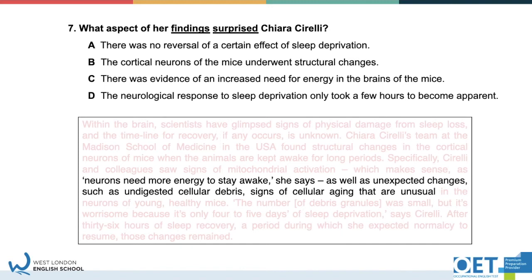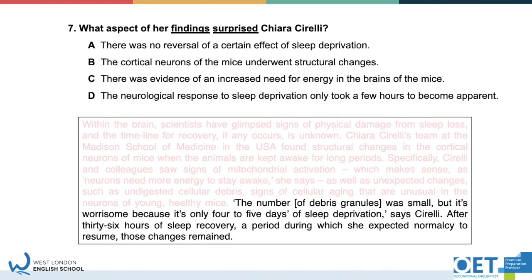And the quote that we have is very important because this is where we can find the actual answer. So at the end, it says, "after 36 hours of sleep recovery, a period during which she, referring to Chiara, expected normalcy to resume, those changes remained." So Chiara expected the normal levels to go to where they were before. She expected normalcy to resume, to happen again, but those changes remained. So this is what she is surprised about.